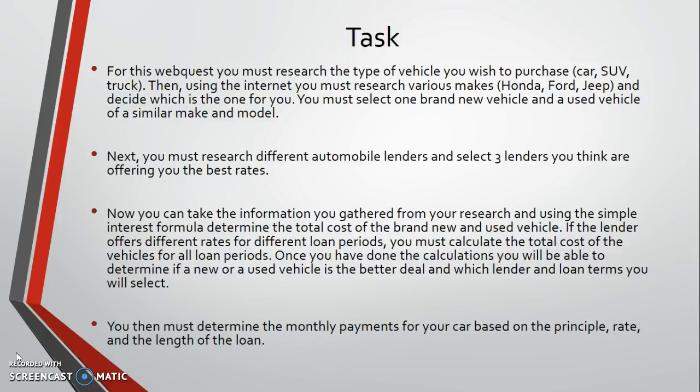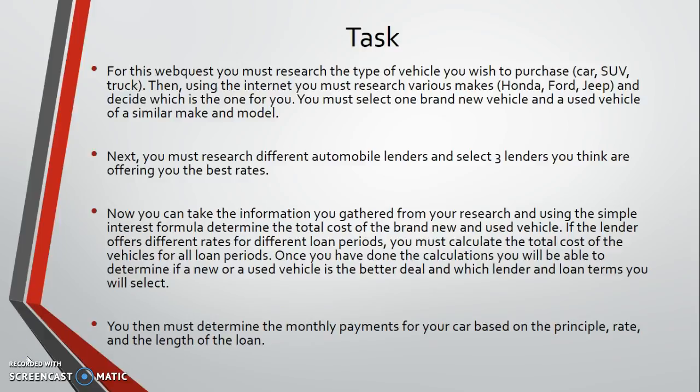Next, you must research different automobile lenders and select the 3 you think are offering you the best rates. Now, you can take the information you gathered from your research and using the simple interest formula that I've provided for you in the step-by-step instructions, you can use that formula to determine the total cost of the brand new and the used vehicles.